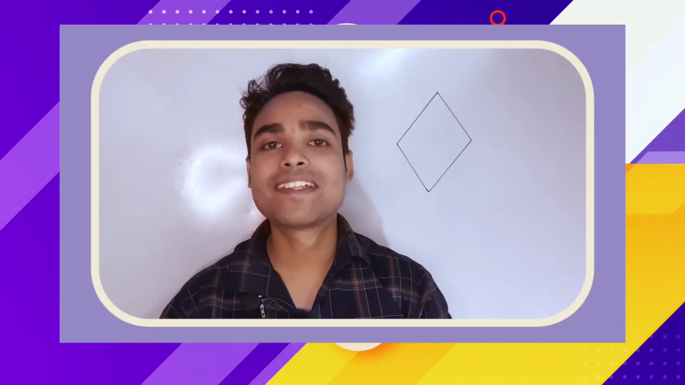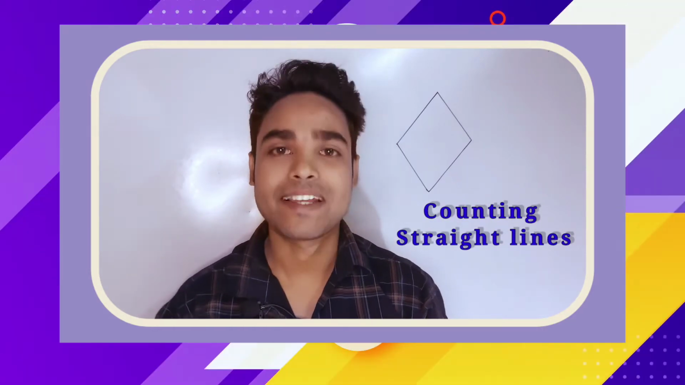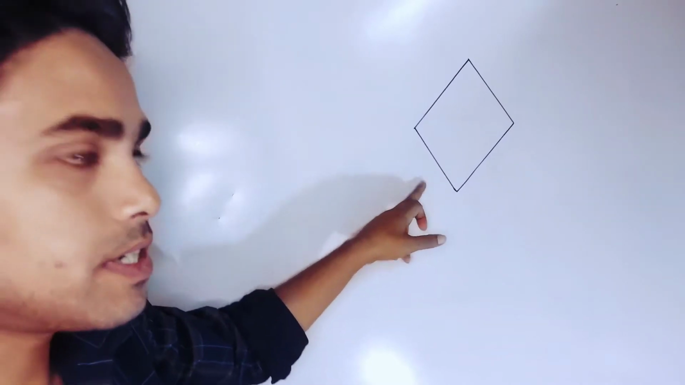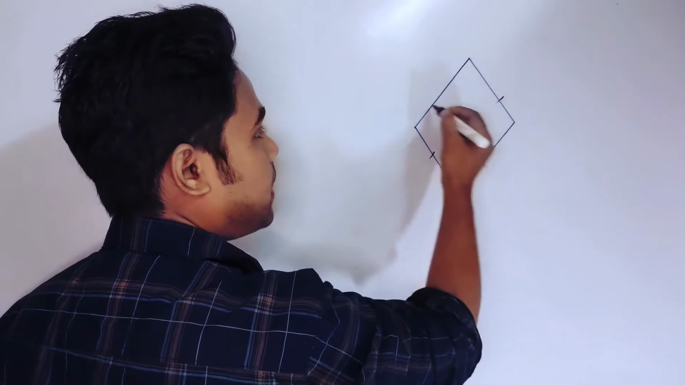In this video, we will understand counting straight lines. So let us start counting straight lines. If the question is how many straight lines are there, can you count it? Yes, you can count it. 1, 2, 3 and 4.